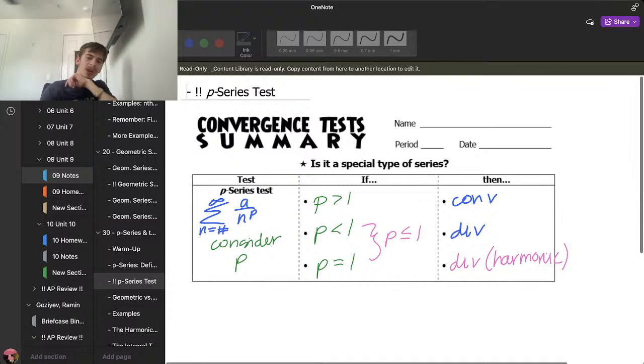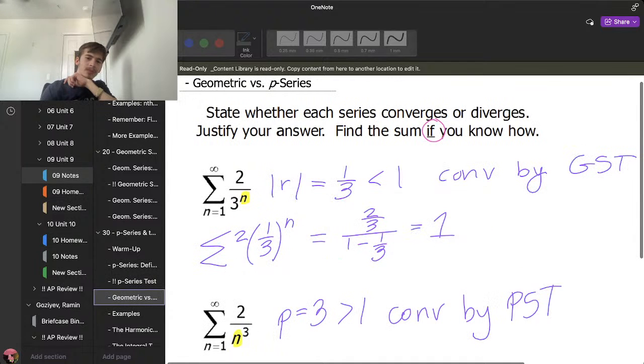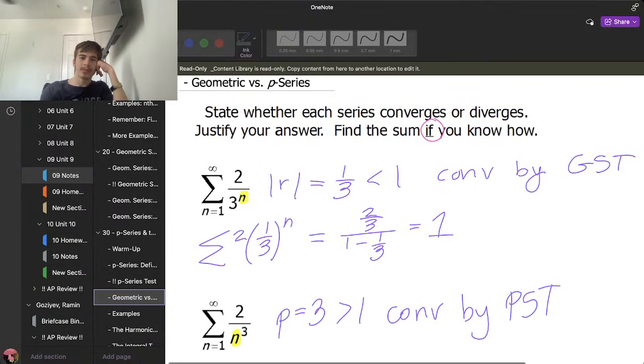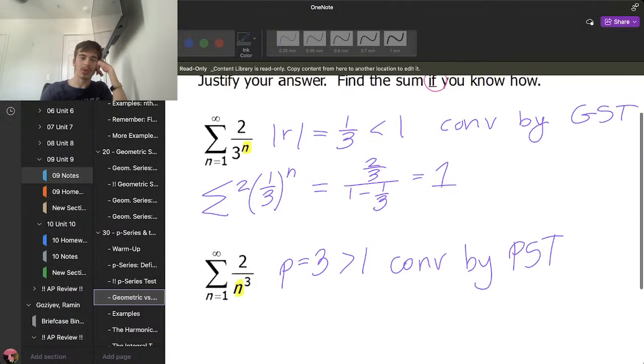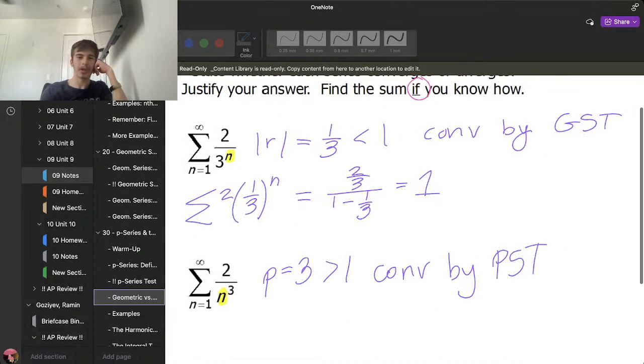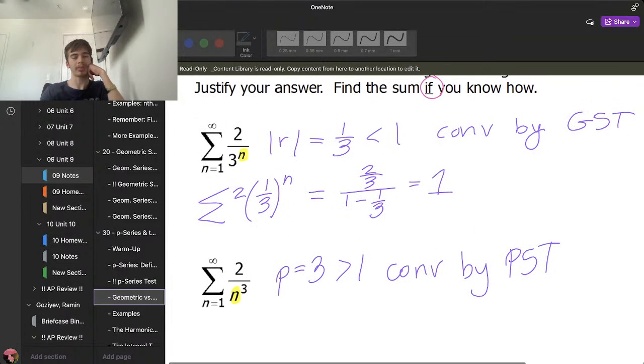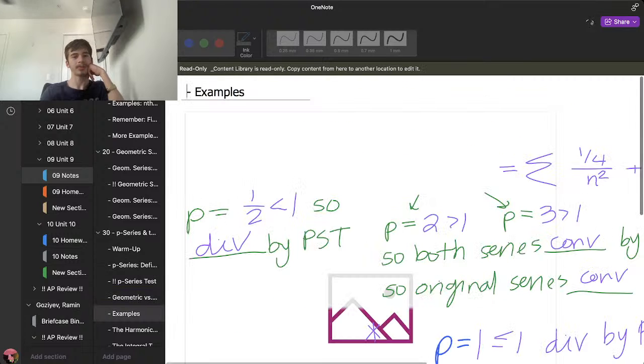Harmonic. You can literally say harmonic on the test and get points. Geometric versus p series: make sure you know your algebra. Here the n is the exponent. That's what gives it away that it's most likely geometric. Here the 3 is in the exponent, so it's a p series.